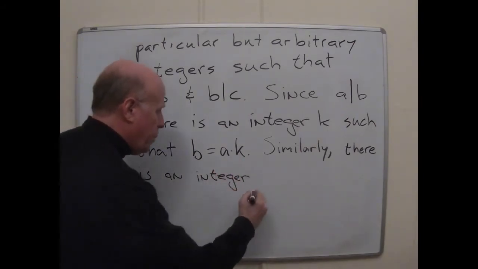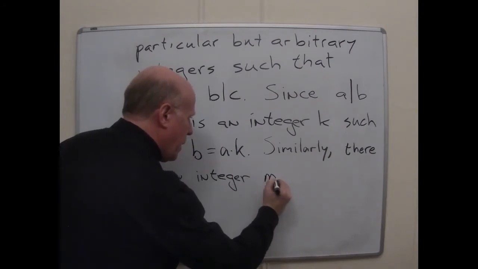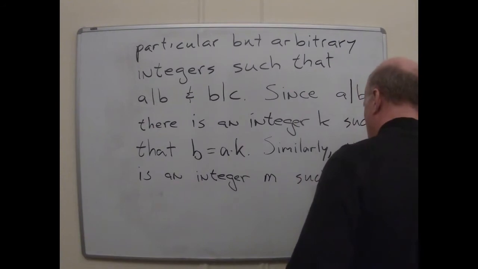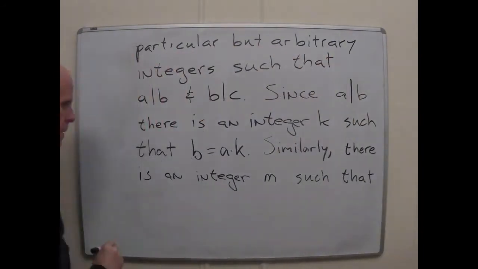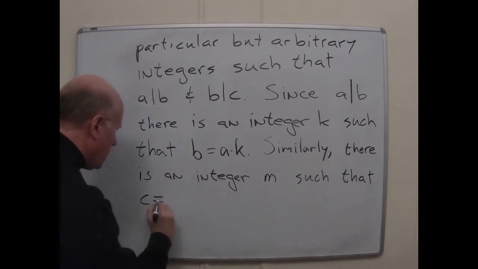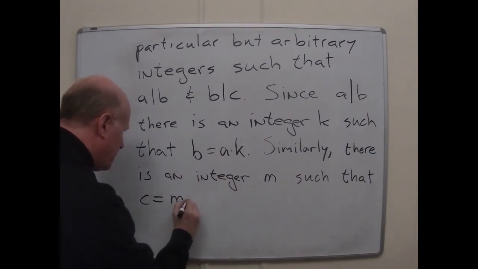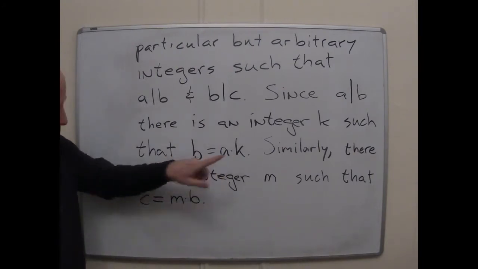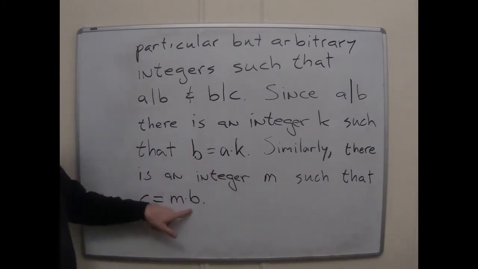I don't like L, so let me skip over to M. There is an integer M such that a big one, C, is a multiple of B, and M is the multiplier. So just to recap, we've got B equals A times K, and C equals M times B.